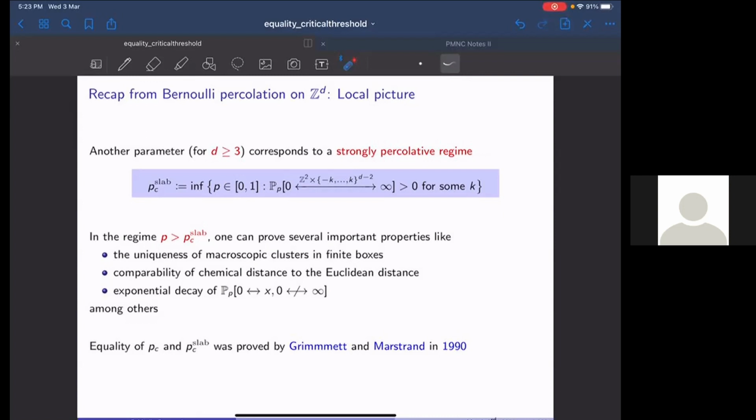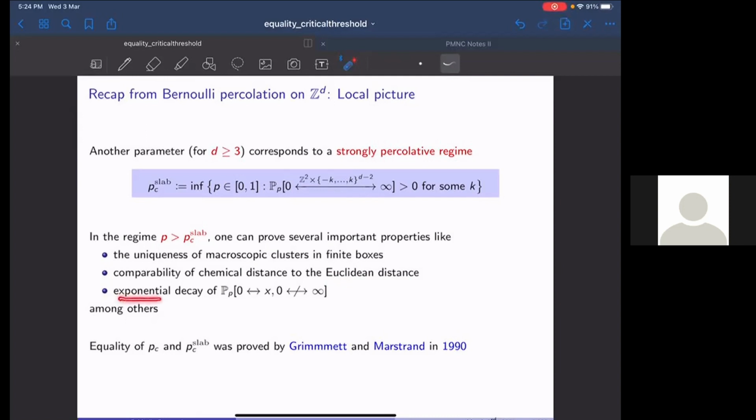Then you can actually prove something about what we call the chemical distance. The infinite cluster itself is an infinite connected graph, and it has an intrinsic distance. This intrinsic distance can be quite big compared to the Euclidean distance, which is basically equivalent to the distance on the lattice. But if you have this assumption, then you can prove that this distance is actually comparable, equivalent to the Euclidean distance.